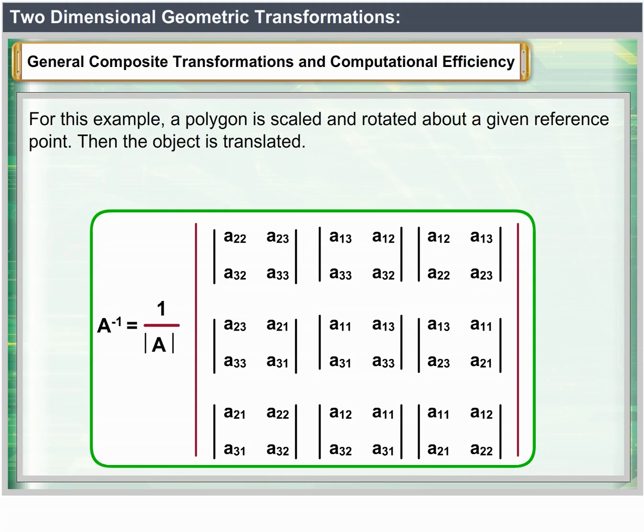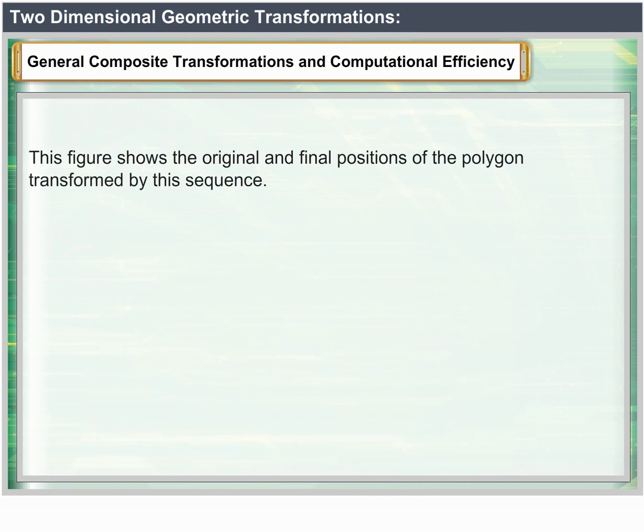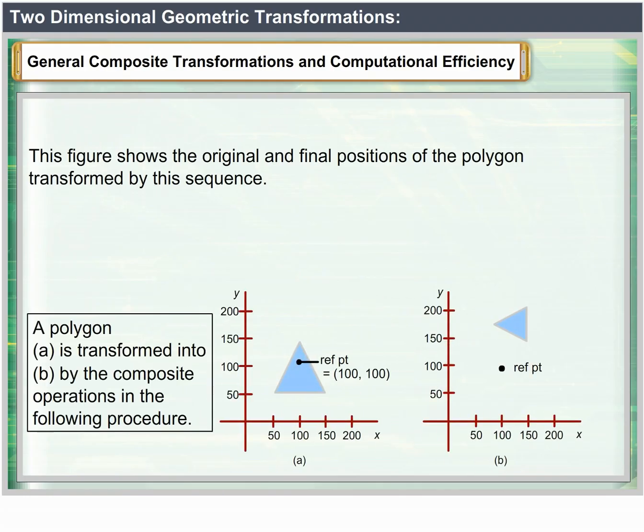For this example, a polygon is scaled and rotated about a given reference point. Then the object is translated. This figure shows the original and final positions of the polygon transformed by this sequence, as shown below.